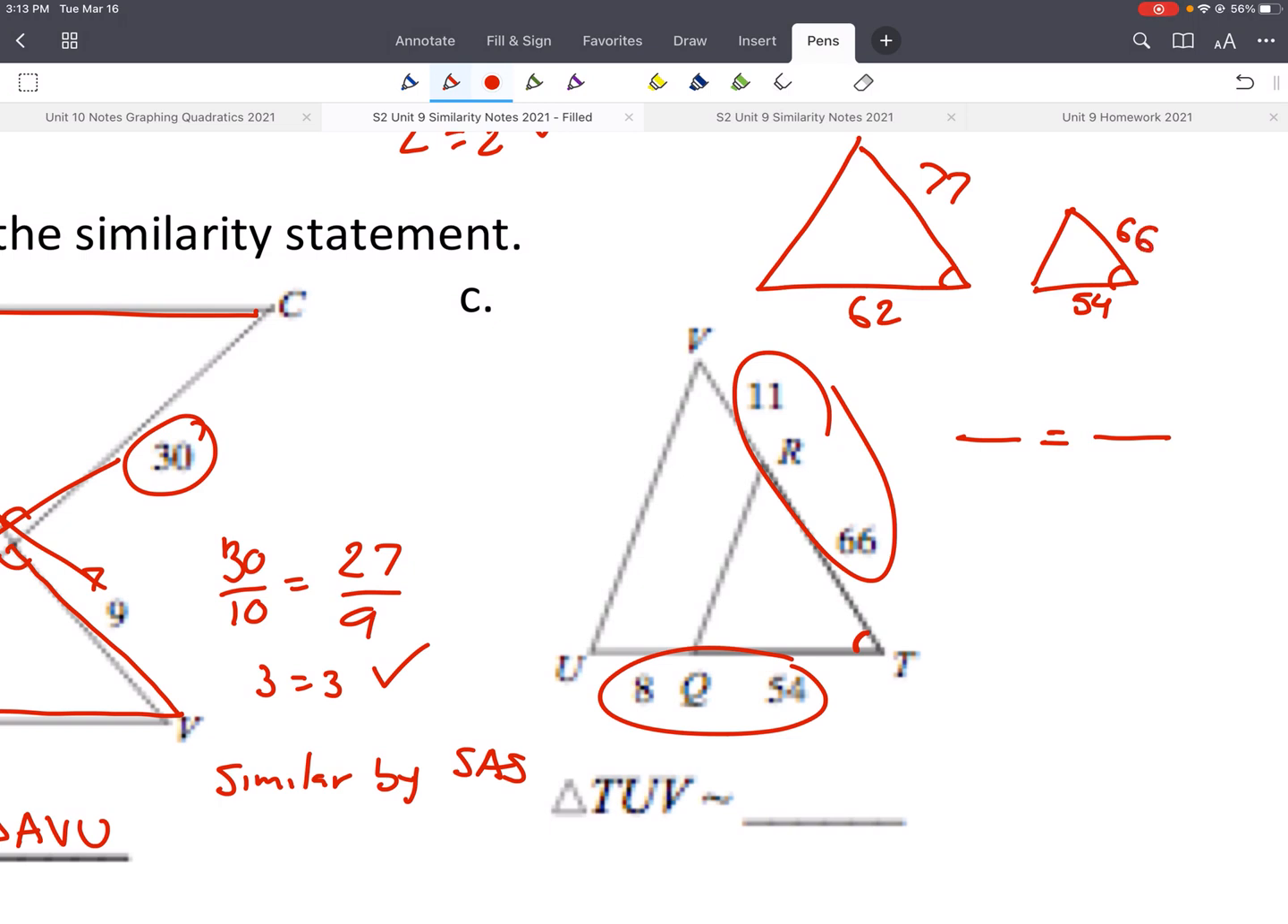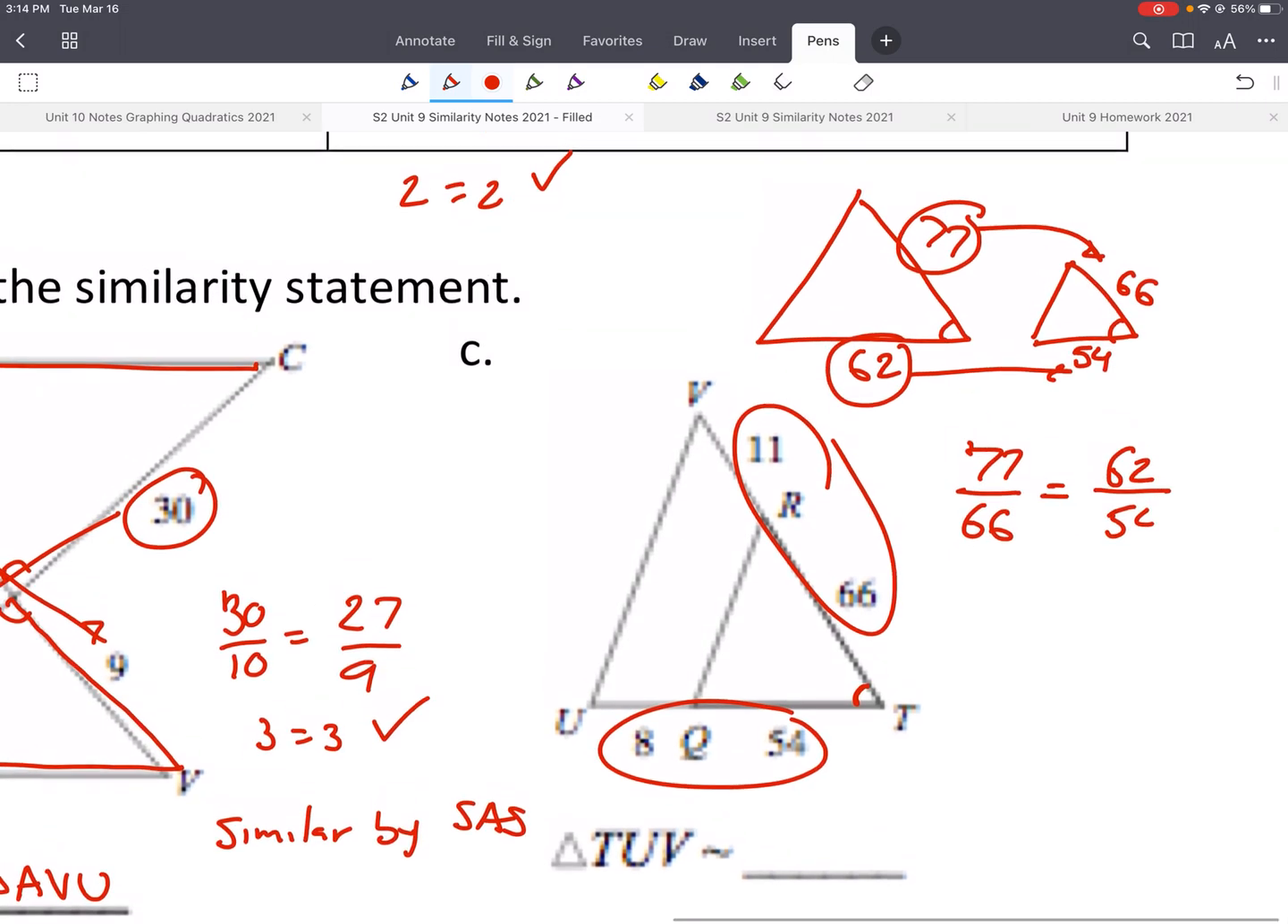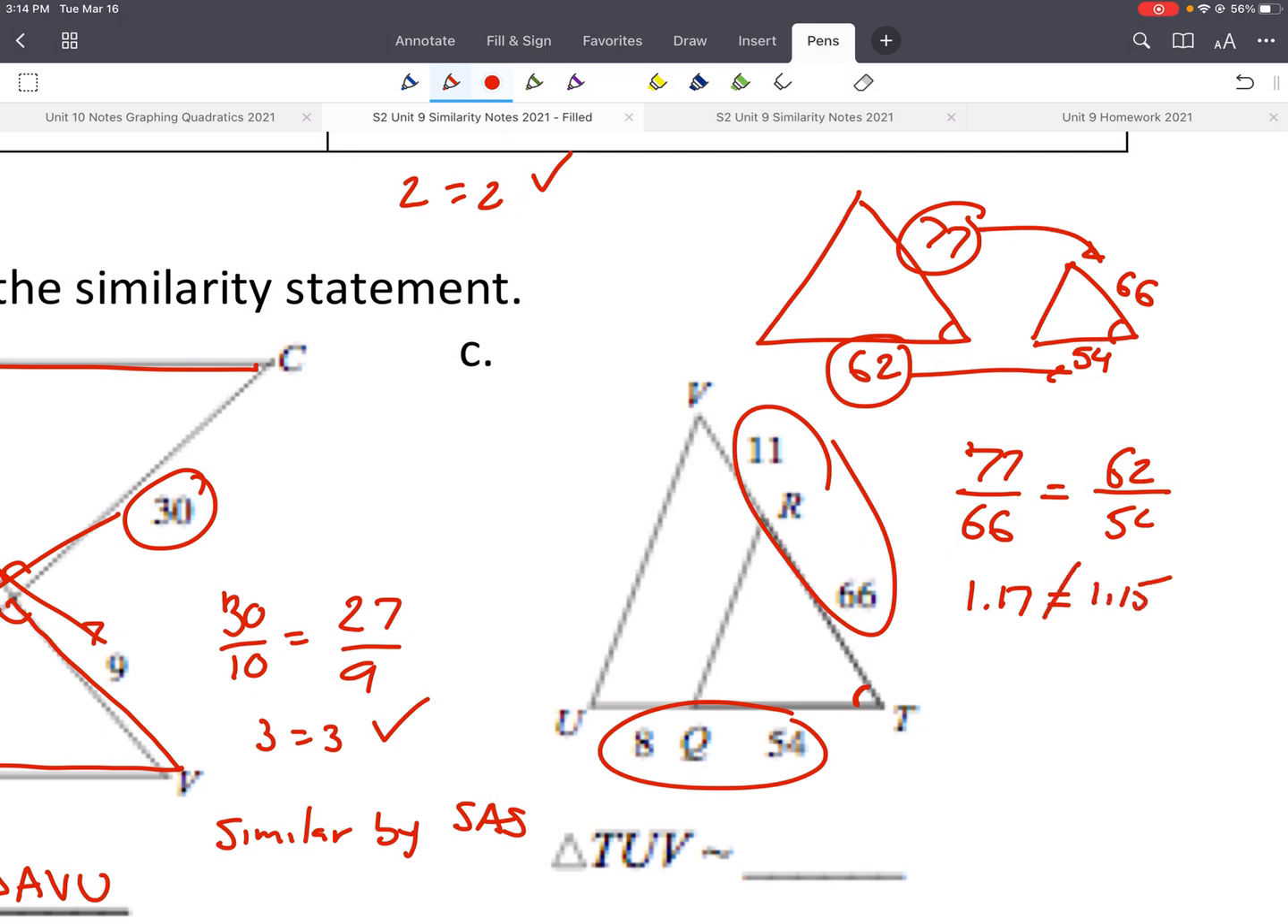So now we need to show that they are proportional. So we could do large to small. So maybe 77 over 66. And then we could do large to small, 62 over 54. If you simplify that, I think you end up getting 1.17 for this ratio, and for this one we would end up getting 1.15. So these are not similar.